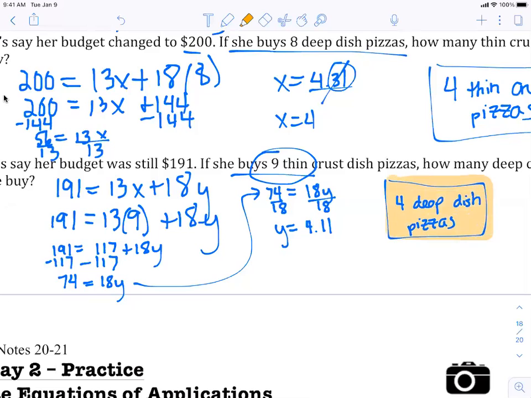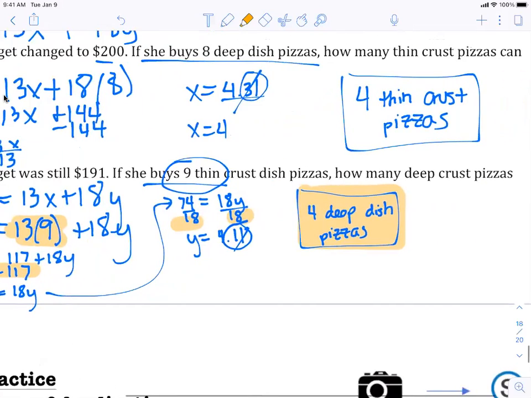Now, how do we get there? First step was you should have multiplied the 13 and the 9 together, and you got 117. And then to solve for y, we start by subtracting the 117 from both sides. And then last but not least, dividing both sides by 18. You actually do get a decimal on this one as well. You get 4.11, but again, you can't buy 0.11 of a pizza. We can't buy more than that though, because that would cost more money. So the only thing that she can buy is just 4 deep dish pizzas.